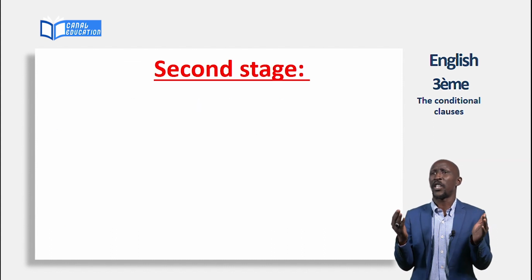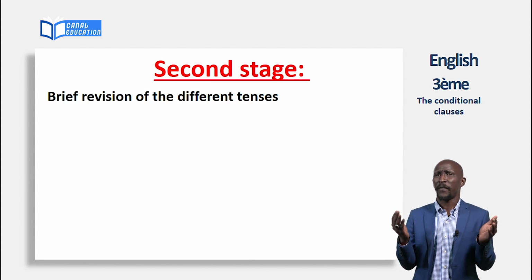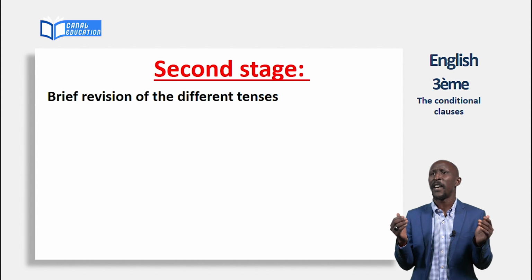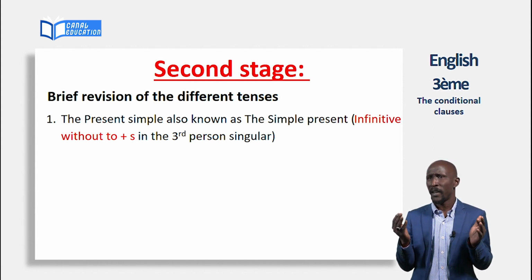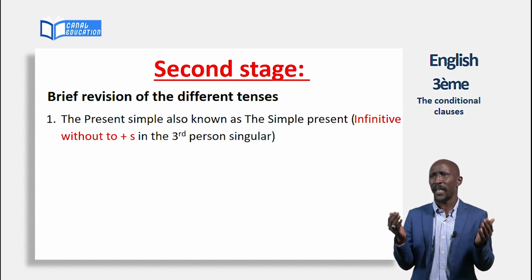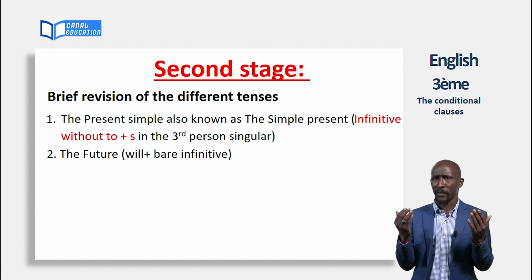Now, the second stage of our lesson is about a brief revision of the different tenses that are implicated in this lesson. The first tense is the present simple, which is also known as the simple present. Almost all our troisième students know about it. It is the infinitive without to plus s in the third person singular. And this infinitive without to can also be called the bare infinitive.